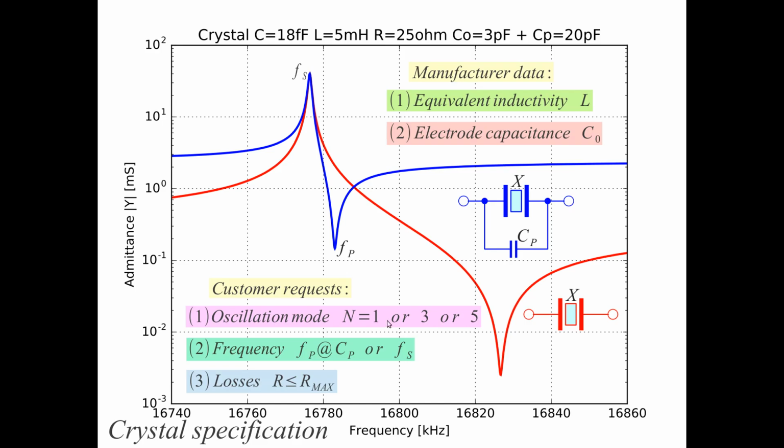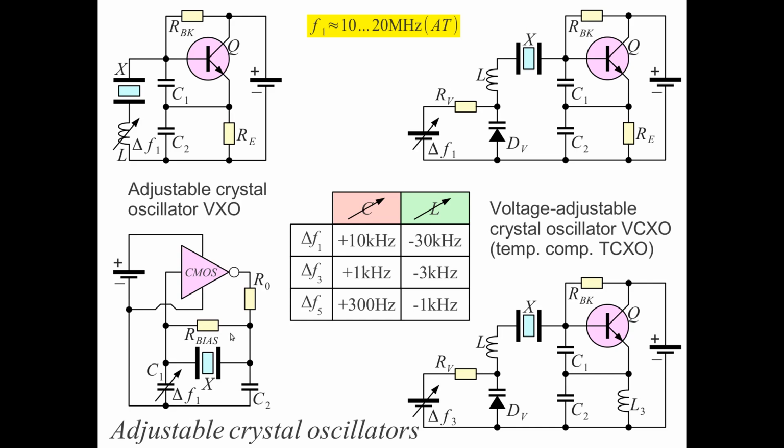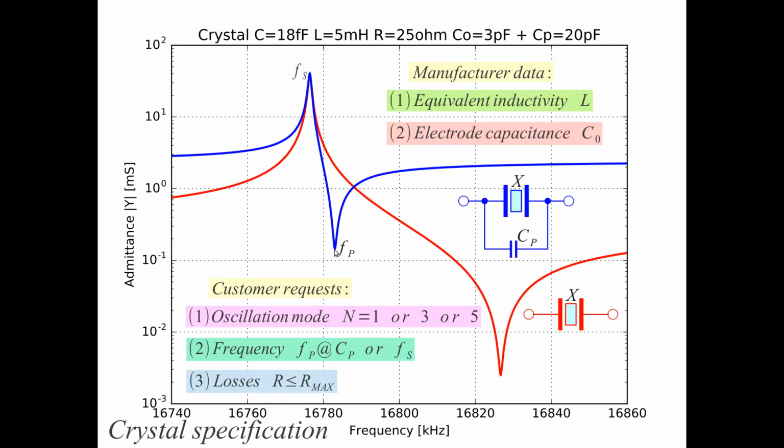We have the oscillation mode. The manufacturer data will give the equivalent inductivity and the electrode capacitance here. And the customer requests the oscillation mode, and of course the frequency. We can specify the series resonance frequency, this is uniquely specified, or we can specify the parallel resonance frequencies at a certain parallel connected capacitor. This parallel resonance should be specified in oscillators like this. This kind of oscillator has a parallel capacitor. We should achieve the desired resonance with a parallel capacitor, so we have to specify here the parallel resonance.